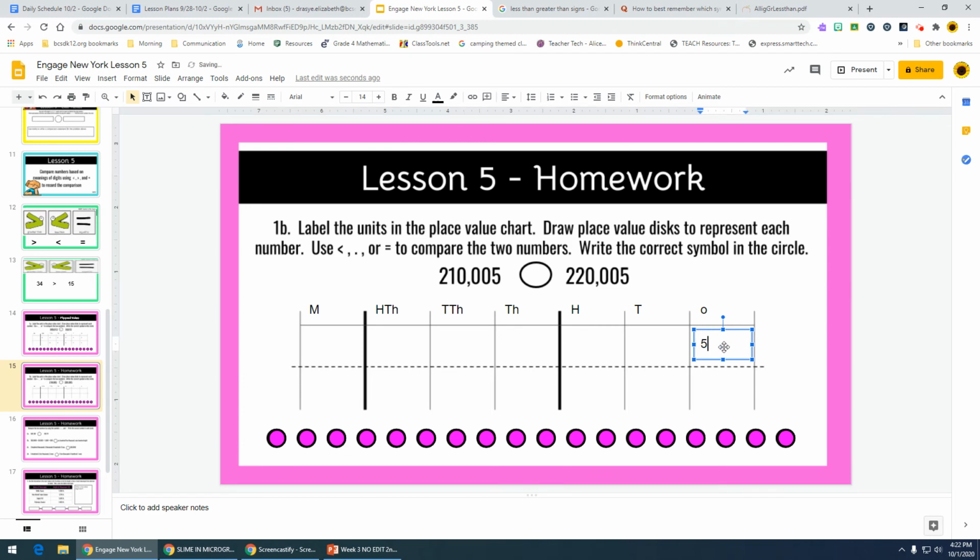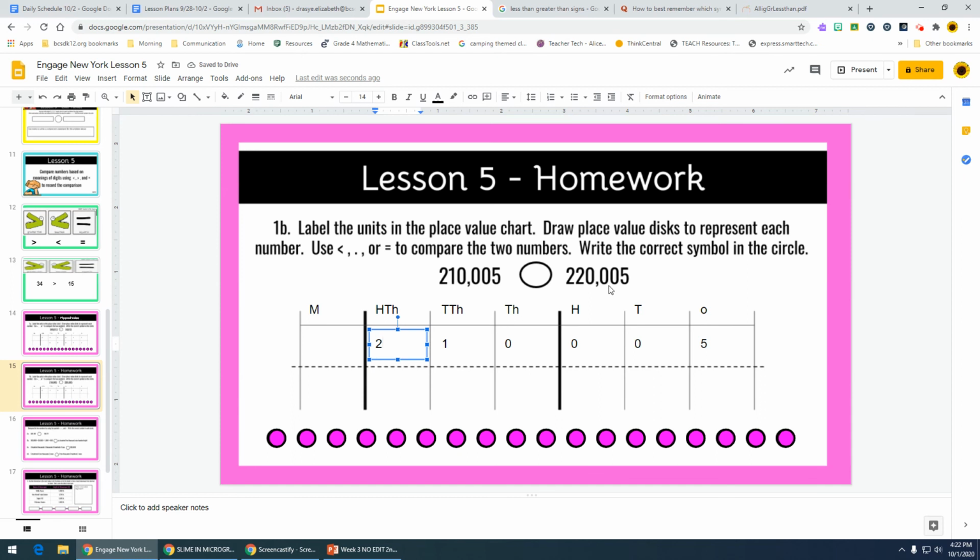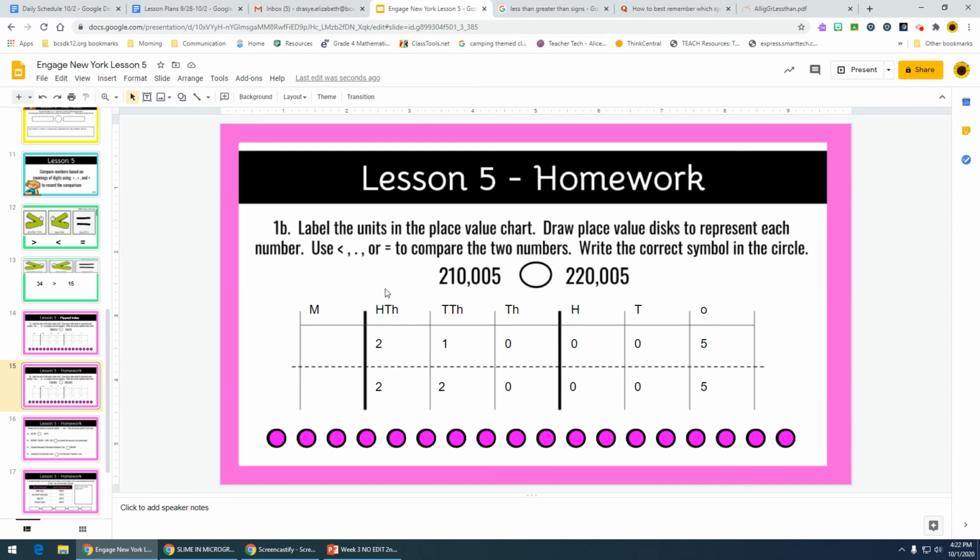Our first number has a 5 in the ones, a 0 in the tens, a 0 in the hundreds, a 0 in the thousands, a 1 in the 10,000s, and a 2 in the 100,000s. Let's go to the second number. It has a 5 in the ones, a 0 in the tens, a 0 in the hundreds, a 0 in the thousands, a 2 in the 10,000s, and another 2 in the 100,000s. Both of my numbers line up. They both end in the 100,000s. So I'm not going to be able to solve it that way.